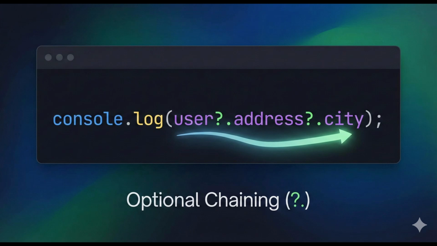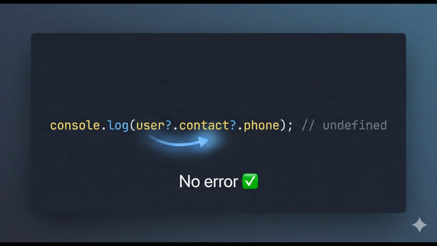No error, no crash. Notice what happens next when we access user.contact.phone using optional chaining. Contact doesn't exist, but instead of blowing up, the result is just undefined. That's it. Your app keeps running.